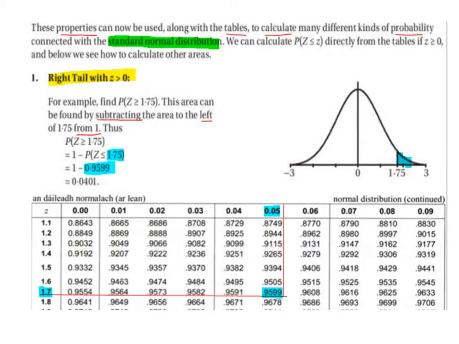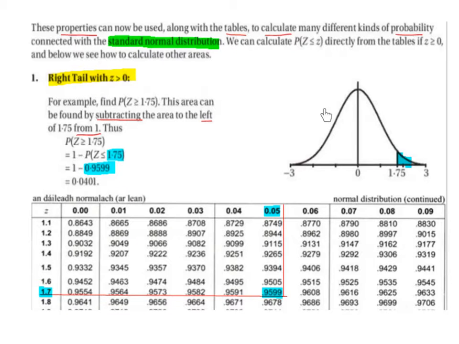This area can be found by subtracting the area to the left of 1.75 from 1. So if we have a look at our graph, we can see this is 0, and this is 3, so this point here would be 1.75. And we're interested where z is greater or equal to 1.75. So basically this blue shaded area to the right of 1.75. Whereas if it had said z is less than or equal to 1.75, we would have been interested in this area here. But it said greater or equal to, so we're interested in everything to the right of 1.75.